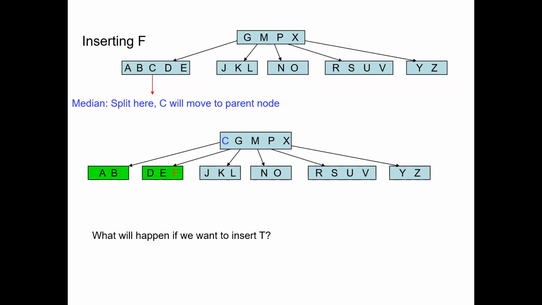Similarly, try what will happen if you insert T. And after that, try to insert Q. So there would be another splitting, and it may increase another level of the B tree. So why are these balanced trees? Because this tree grows upward rather than downwards. BSTs grow downward, but B trees grow upward. So all the leaves remain at the same level.